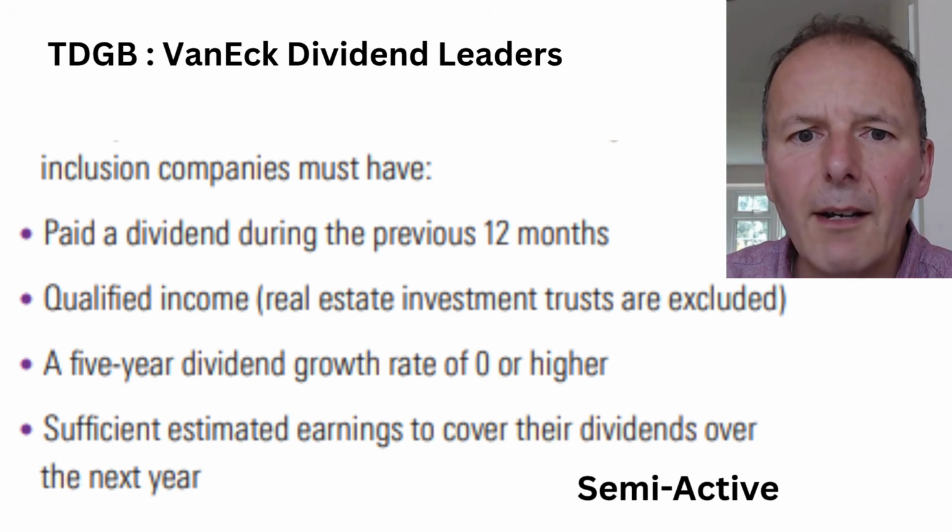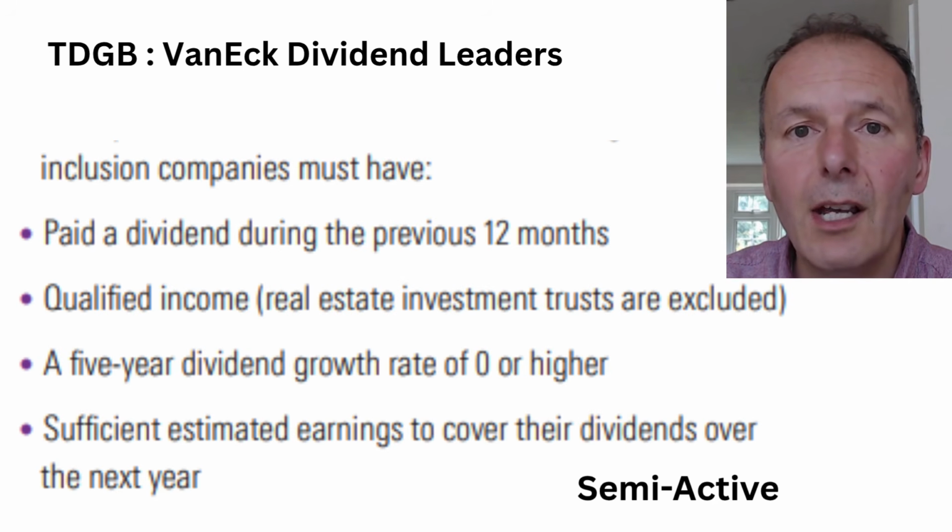So the criteria for inclusion in the Vaneck Dividend Leaders ETF is that companies must have paid a dividend during the last 12 months. They must have proper income from profits rather than real estate investment trusts and their rental income. They must have a 5-year dividend growth rate of 0% or higher, and they must have sufficient earnings to cover their dividends over the next year.